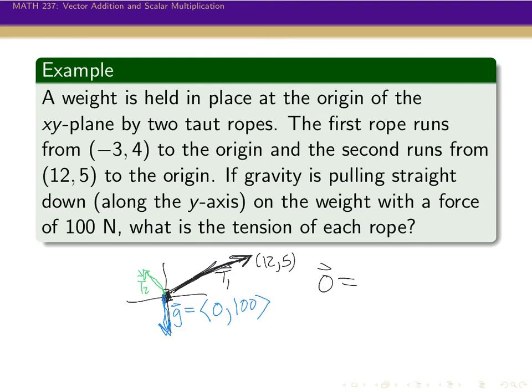And so that 0 is the total force, and that has to equal the sum of gravity plus the tension in the first rope, plus the tension in the second rope. Okay. And so the goal here is to figure out, we know what G is. We're trying to figure out what these forces are.